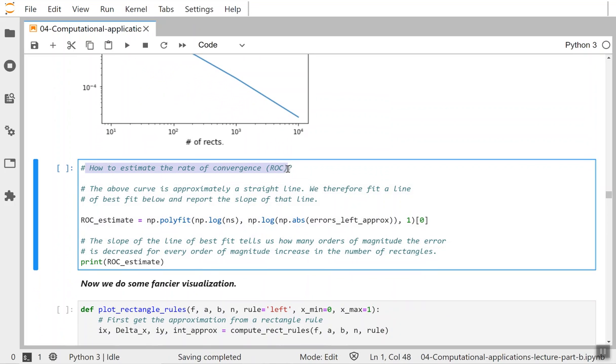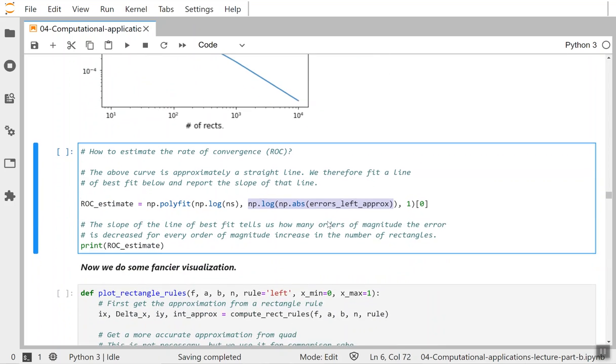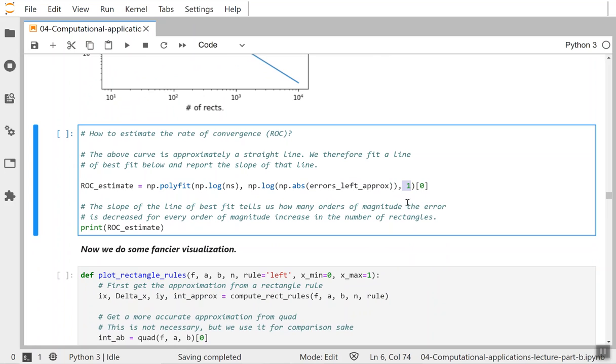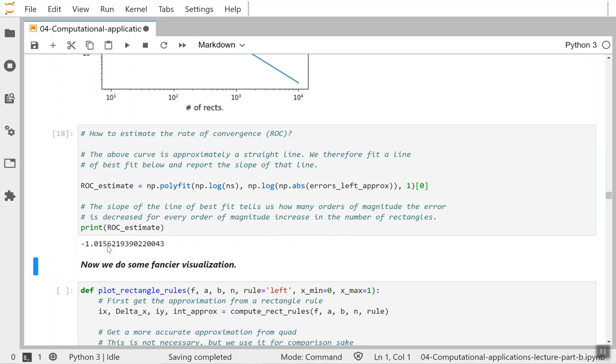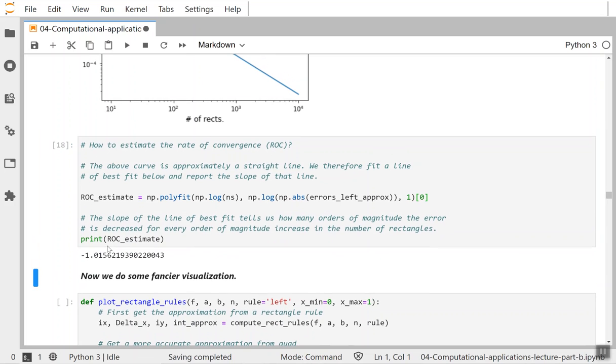So let's look at this. How can we estimate the actual rate of convergence? How fast is this rule converging? Well, the above curve is approximately a straight line. We can fit a line of best fit below and report the slope of that line. Remember the polyfit. The polyfit is taking our inputs, these are our x values and our y values, the values that were plotted here. And now we're saying fit a polynomial of first order to it, and this argument right here will return the slope of that line. So what is the slope of that line? It's about -1.